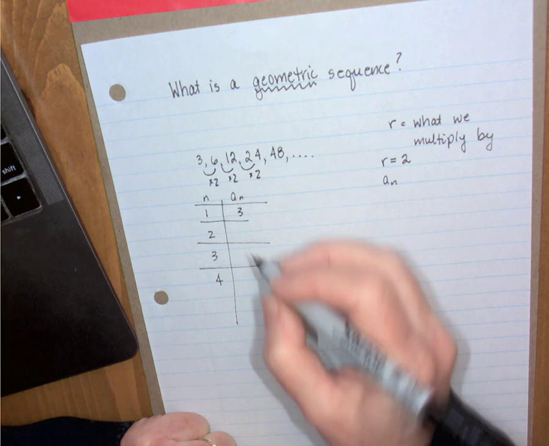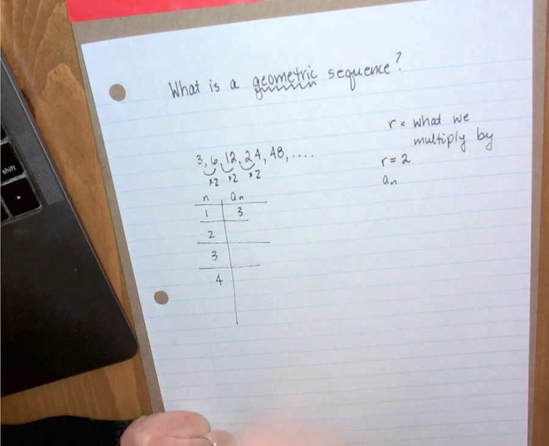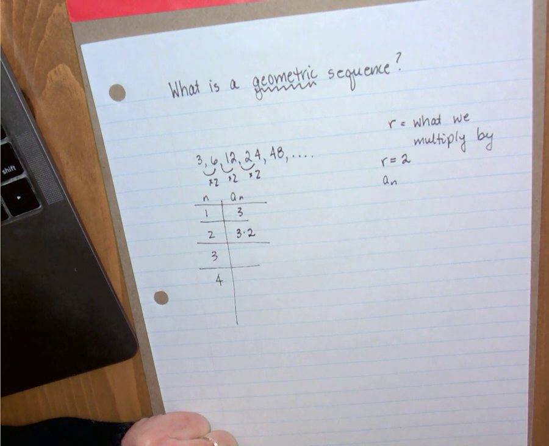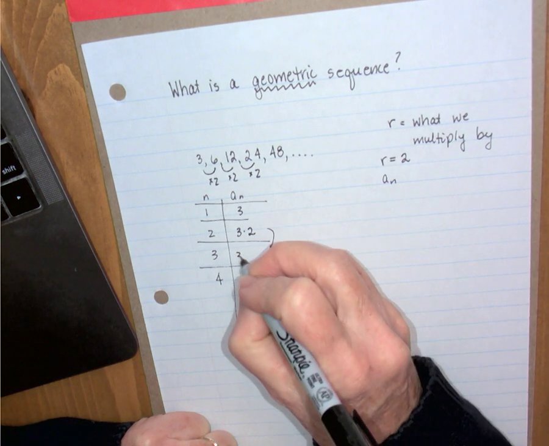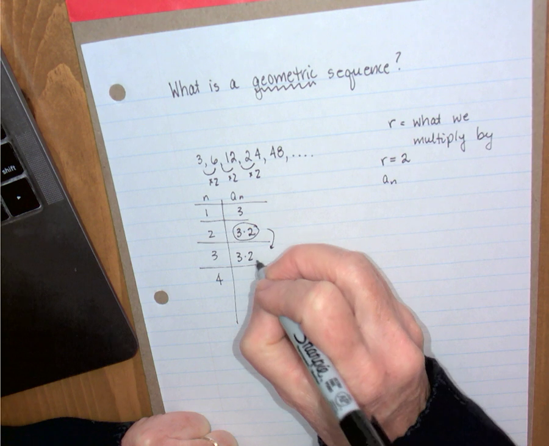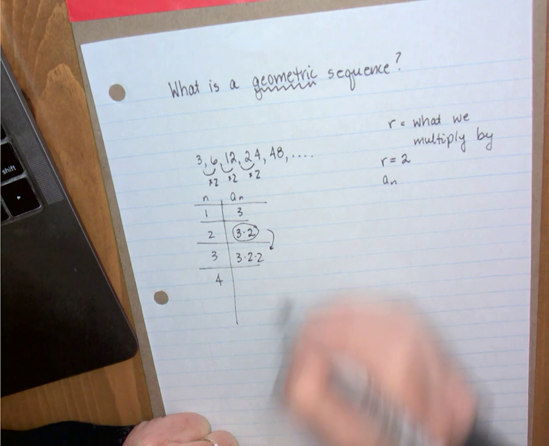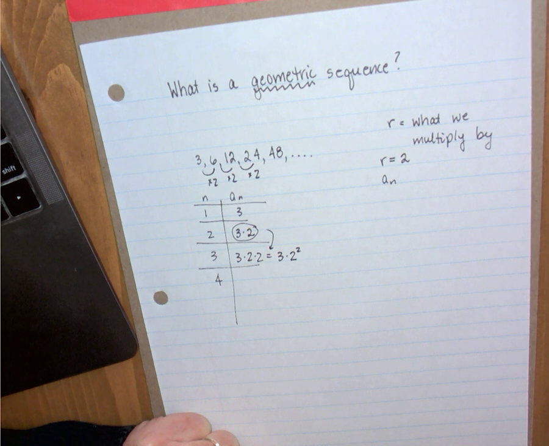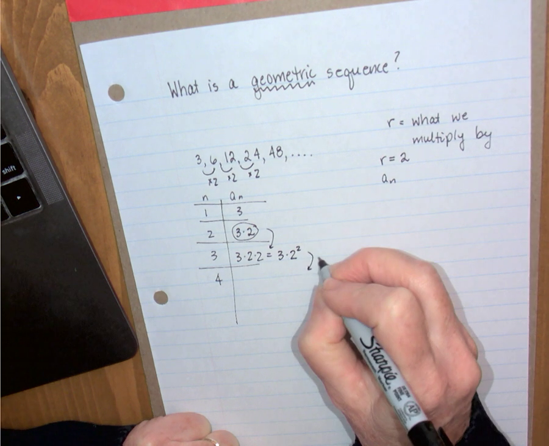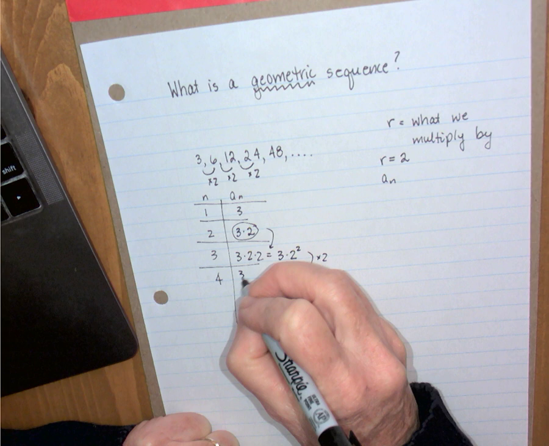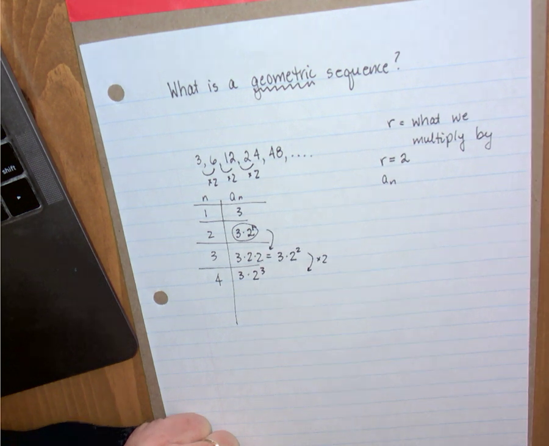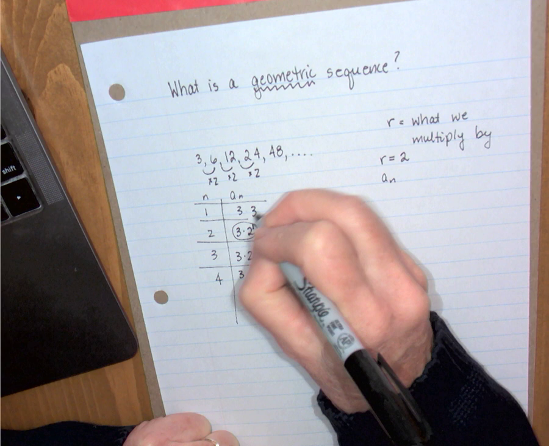And then A sub 2 is going to be, well, obviously we multiply by 2. So it's 6, but I'm going to write that as 3 times 2. And then to get to the next one, we're going to multiply this thing by 2. So I'm going to write that as 3 times 2 to the second. And then in order to get the next, I'm going to times by 2 again, which is going to give me 3 times 2 to the third. I can write that first one as 3 times 2 to the first. This is 3 times 2 to the 0.